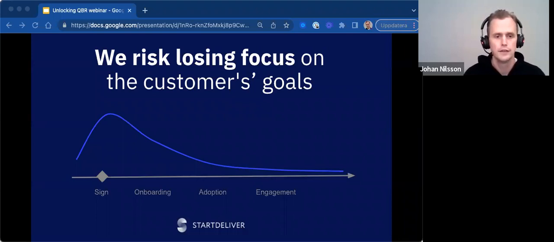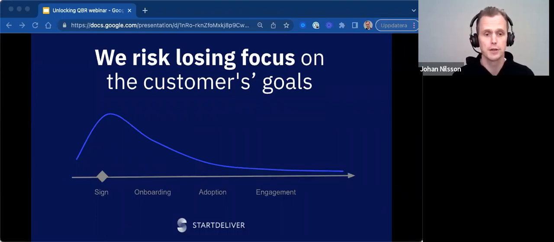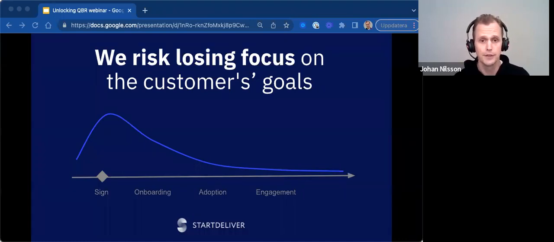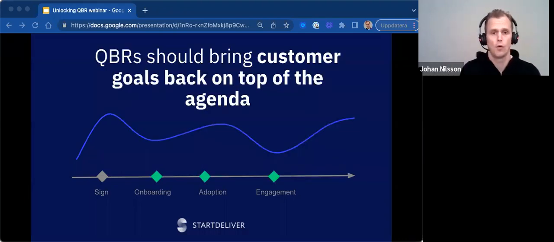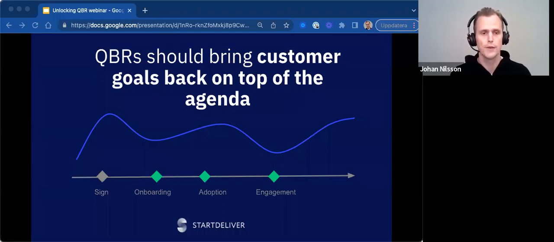If this blue graph is how much we talk about customer goals, and we don't have meetings with customers, if we don't do business reviews, we risk this going down, deteriorating, and eventually, everybody knows, it will end up in churn. So this is the reason behind it. Ideally, QBRs or meetings, if you prefer to call them meetings, should be about bringing back what the customer's goals are. Put that back up on the agenda.